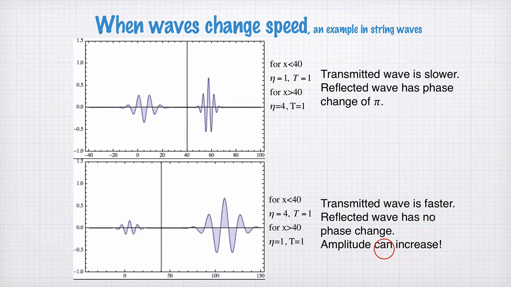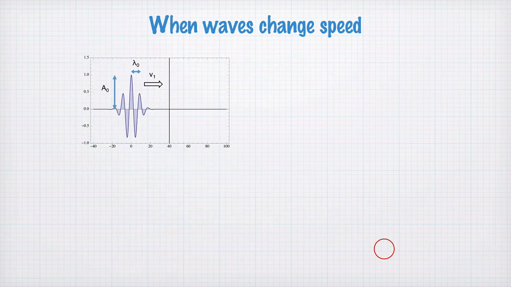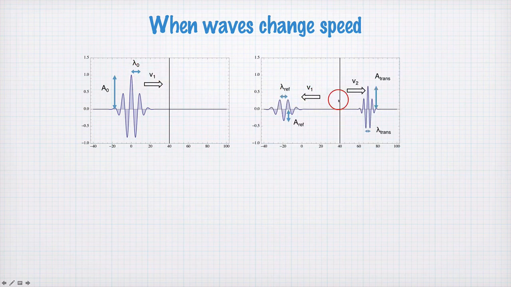In fact, we can write down analytic solutions for how the wavelength and the amplitude of the wave change across the boundary. If we define this is the amplitude, the wavelength is the distance between the peaks, and some initial velocity, then on reflection, the velocity on this side is the same, so v1 just in the opposite direction. We have some reflected wavelength, some reflected amplitude. On the other side, we have v2, so a different velocity. We have a transmitted amplitude and a transmitted wavelength.